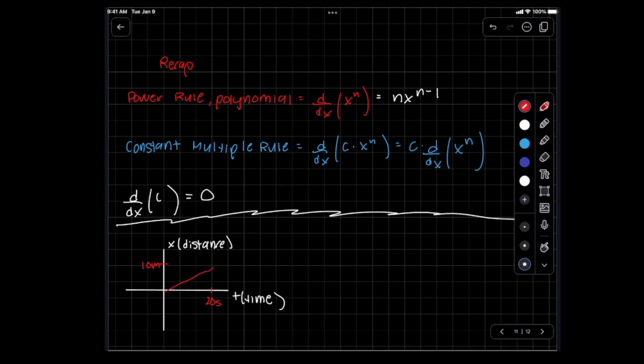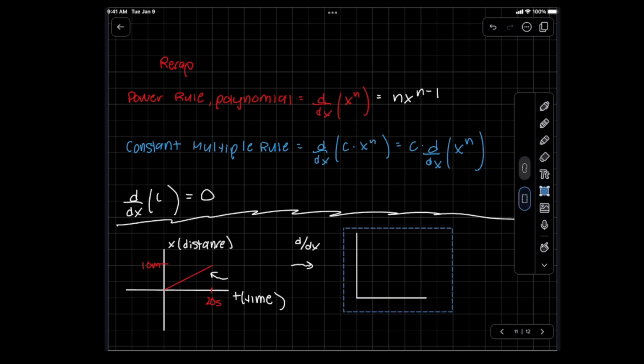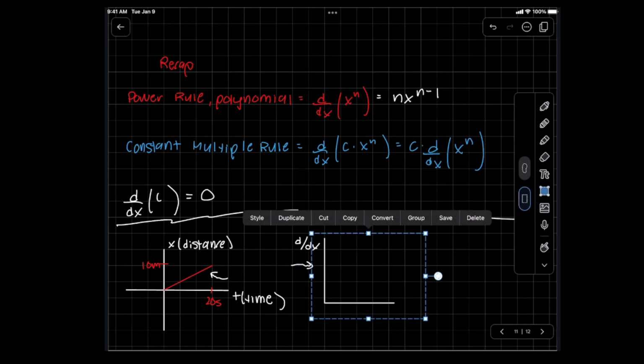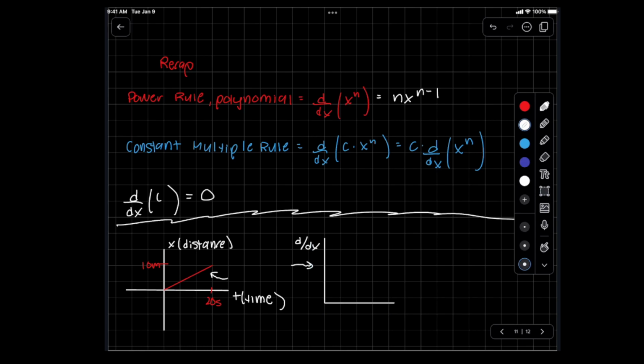This is how far it's going. Now, this car will be going at a constant velocity. So, to know the velocity of this car, we need to know the slope of this line. So what we can do is take the derivative. I'm just going to draw the first quadrant of this graph. And the derivative of displacement or distance is actually going to be velocity. We'll talk more about why that is in a different video.